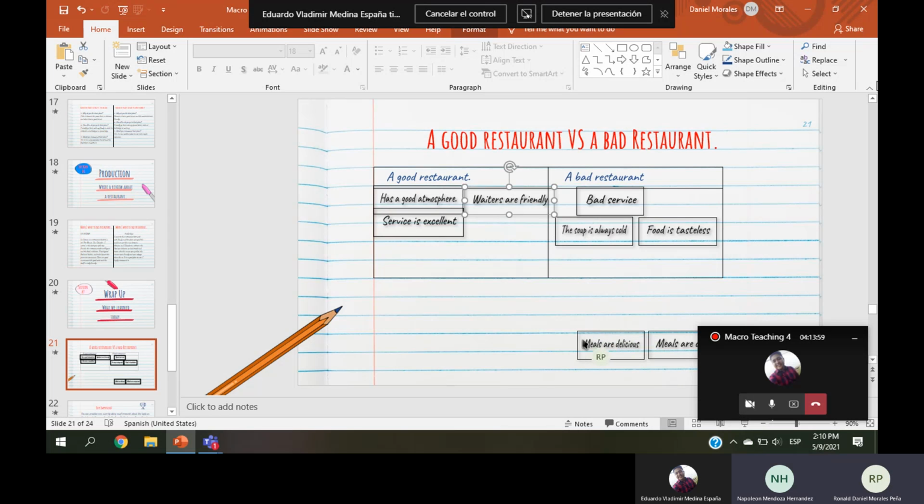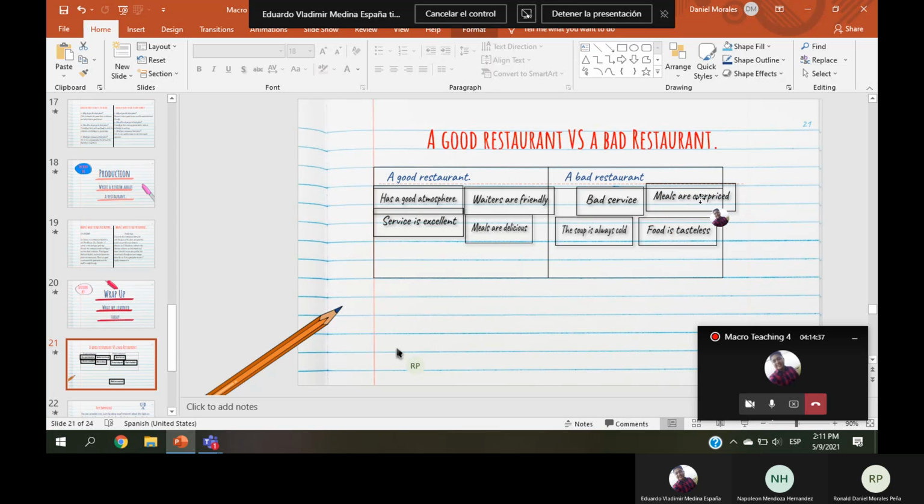So the next one is for me. Meals are delicious. Well, that's a characteristic of a good restaurant because when a meal or food is delicious, the food was worth the price. Meals are overpriced. I think that not everyone likes this one, because we are trying to look for a good service but a price that is affordable for us.